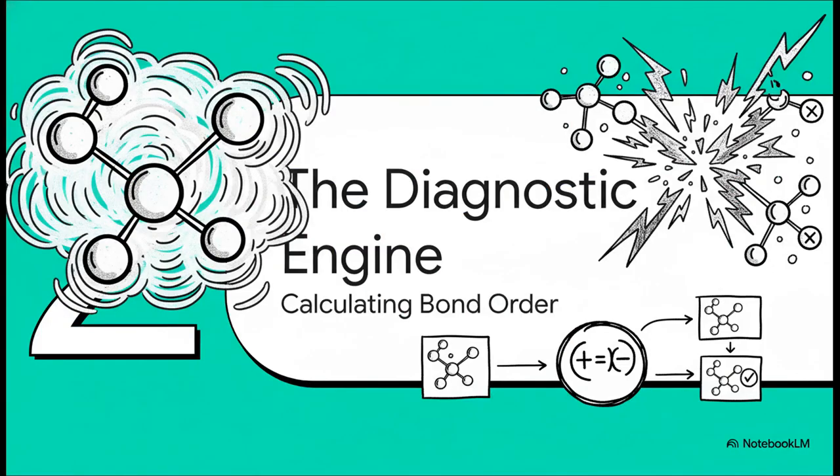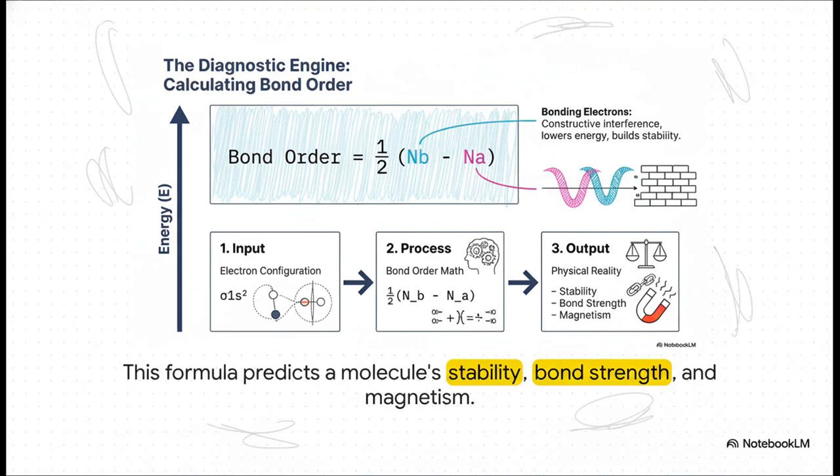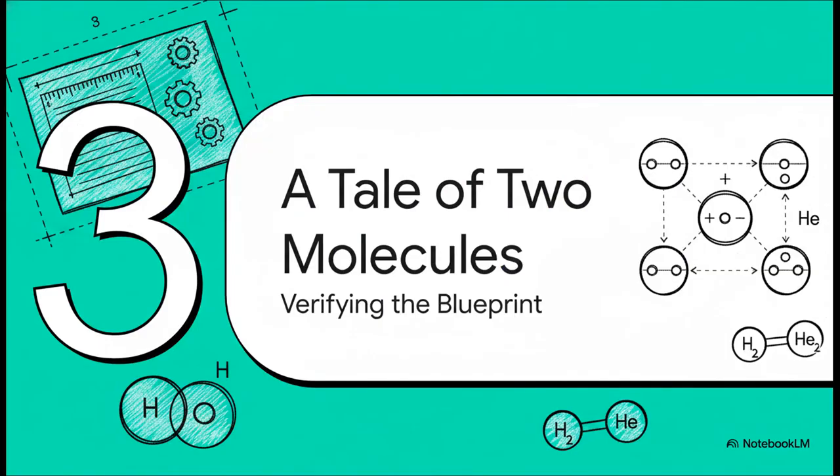So we've got stabilizing glue, and we've got destabilizing forces. How do we know which one wins? Well, our blueprint comes with a built-in diagnostic engine. It's a really simple calculation that tells us flat out if a molecule is going to be stable or not. And here it is, the bond order formula. It's just 1/2 of the number of electrons in those glue orbitals minus the number of electrons in the anti-glue orbitals. The number you get is amazing. It predicts real-world stuff, stability, how strong the bond is, and yeah, as we're about to see, even things like magnetism.